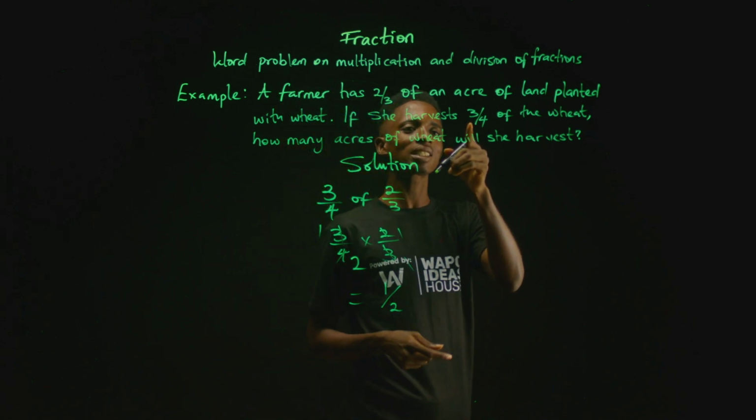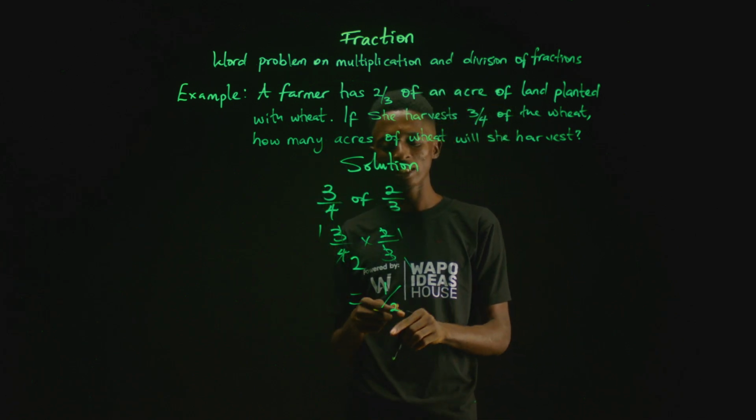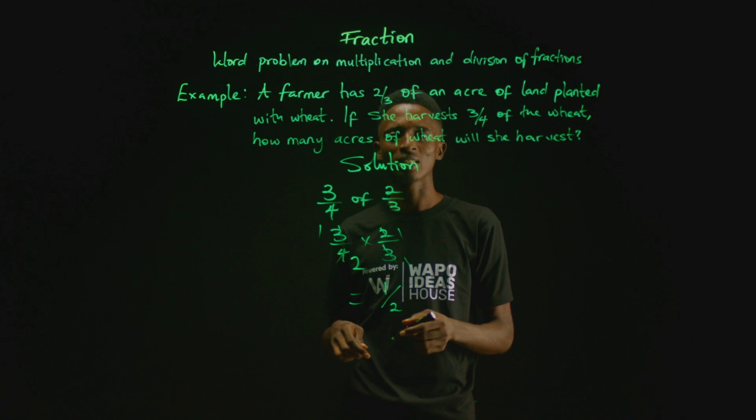That is, by harvesting 3/4 of the wheat she has planted, she has only harvested half of the entire field.